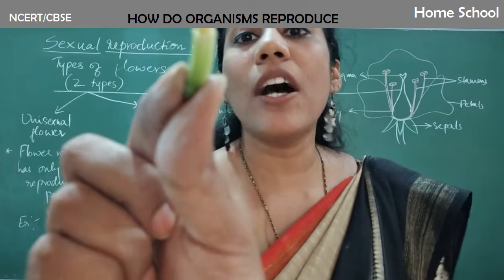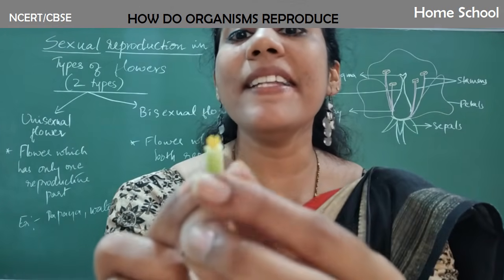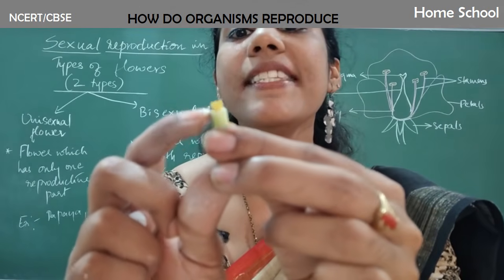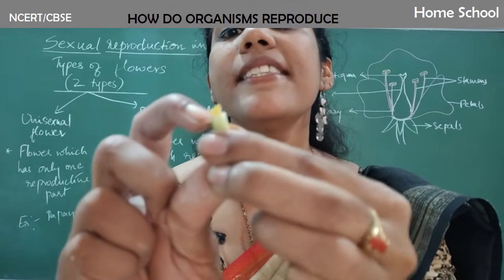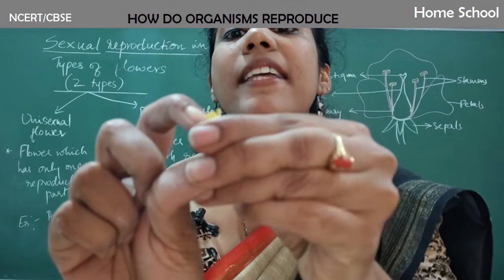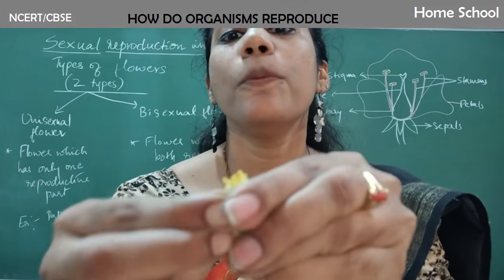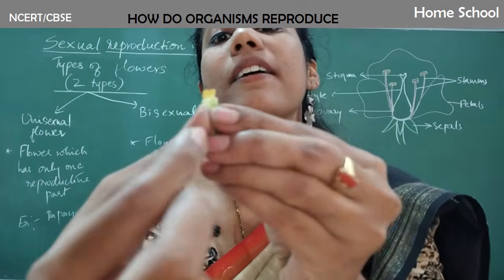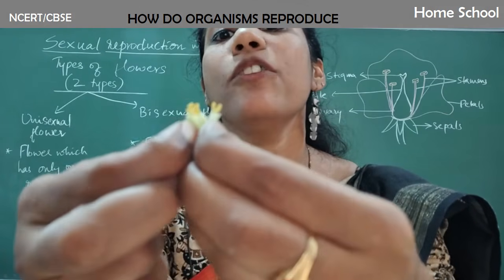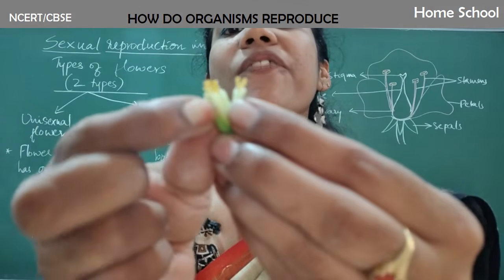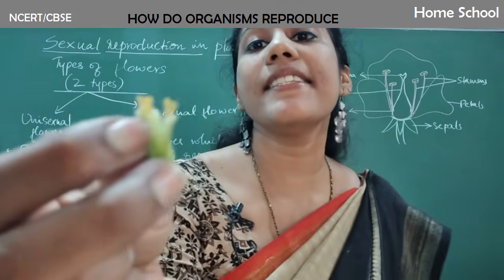So pistil is not there. Only stamens are there. Yes or no? Only stamens are there. All these are only stamens, guys. Okay? Say, I will just open it like this. See, I opened the flower. See, you can observe here. See, only one reproductive organ is there, that is stamens.